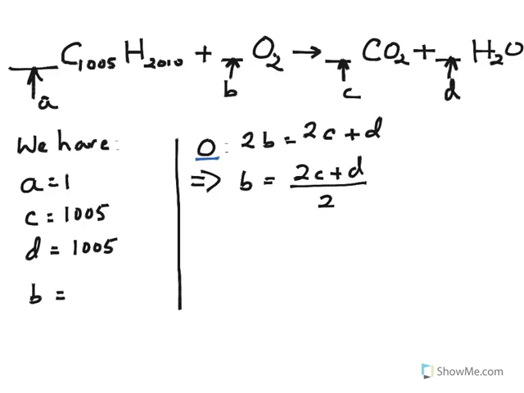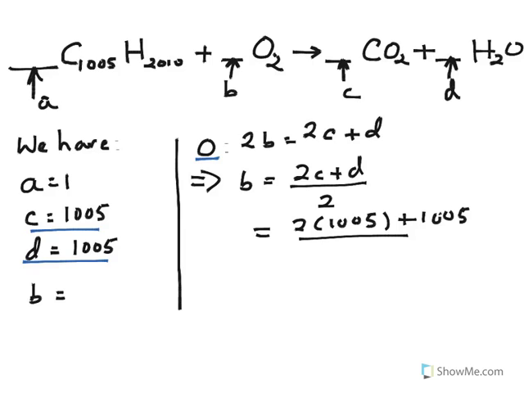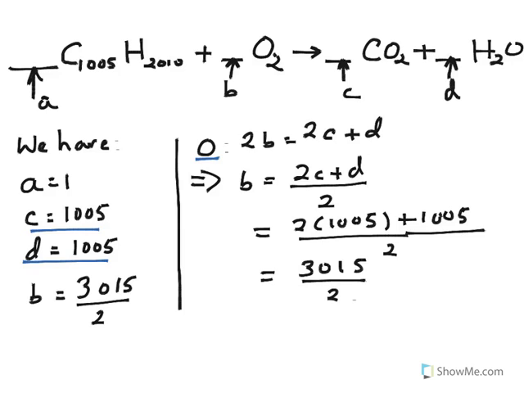Now, we know the values for C and D. They're both 1005. So we can plug that into our equation, and we will have B equal to (2 times 1005 plus 1005) over 2. And that would be equal to 3015 over 2. Now, once again, it appears that we have a fraction in one of our variables, which would be B. And the highest denominator we have among all our random variables right now is 2. So what we have to do is multiply all our random variables by 2. So we'll multiply A by 2, and we'll apply the same to all the other variables.